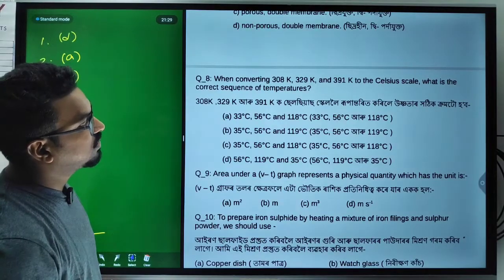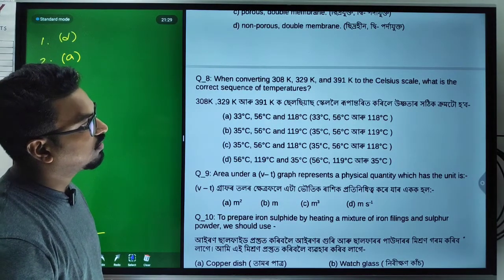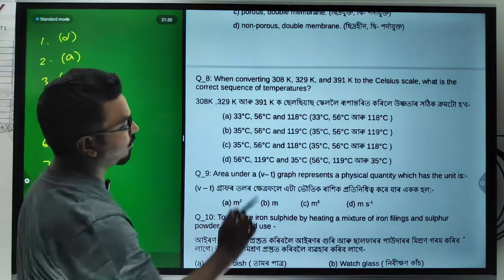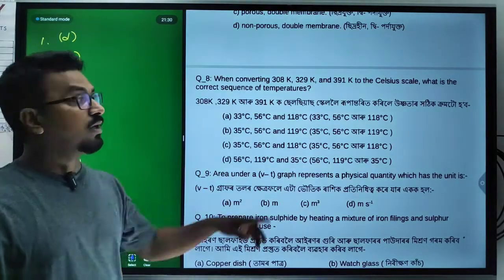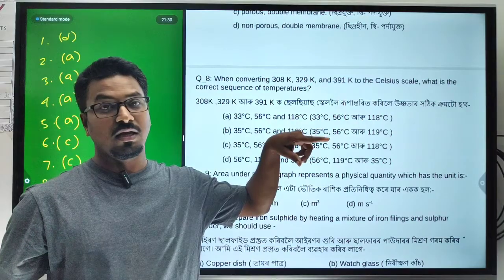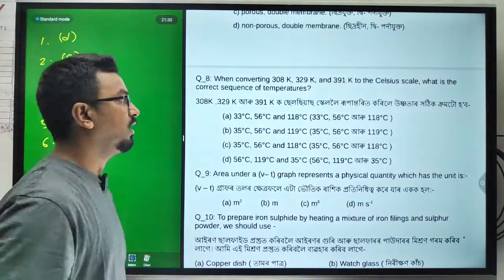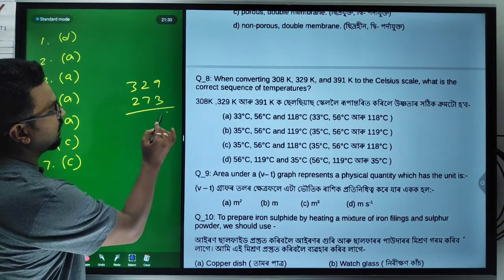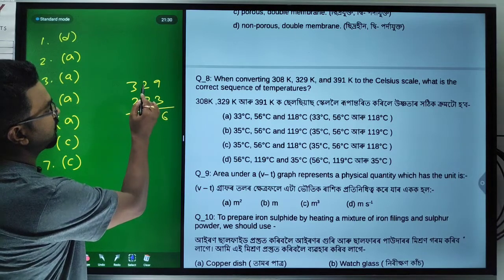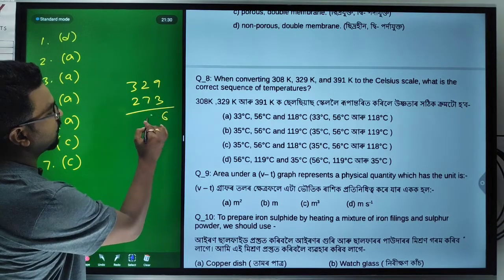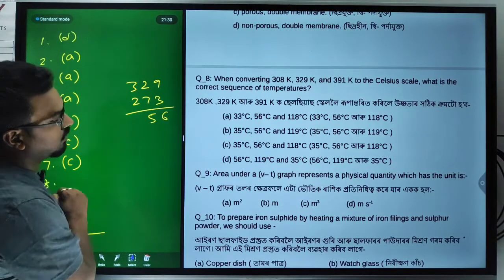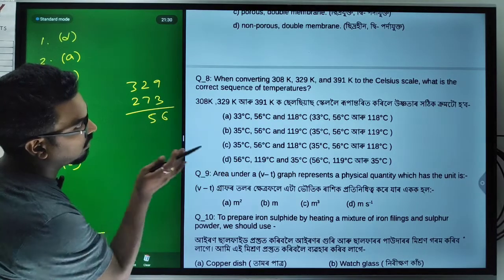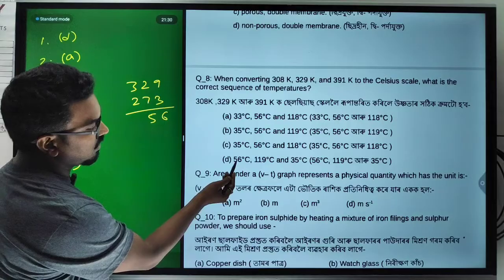When converting 308 Kelvin, 329 Kelvin and 391 Kelvin to Celsius, what is the correct sequence of the temperature? When you are converting Kelvin to Celsius degree, we have to subtract how much? 273. So 329 minus 273 equals 56. 56 degree. The sequence will go from small to big.